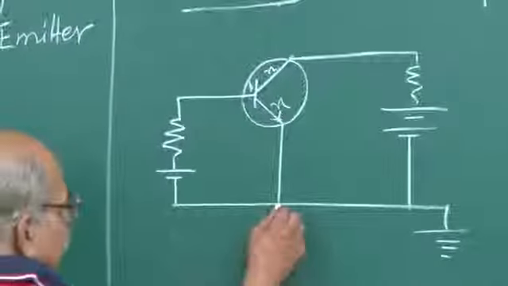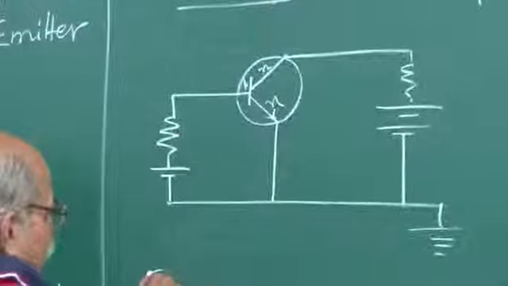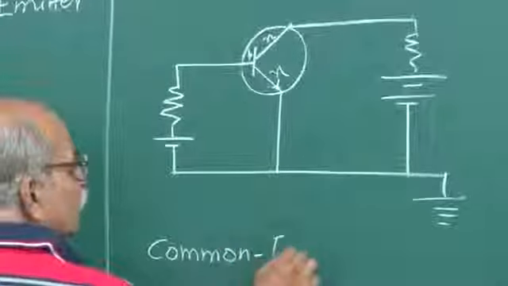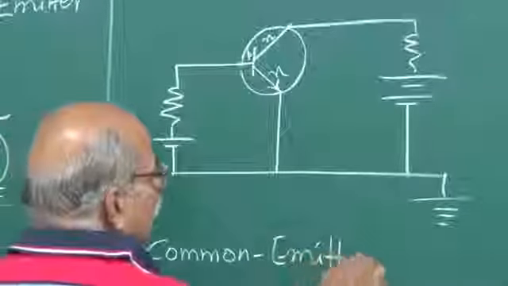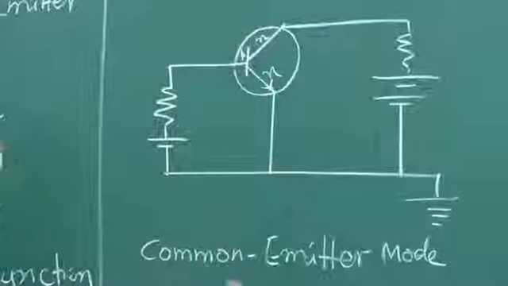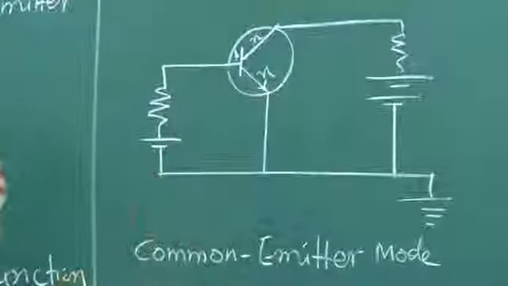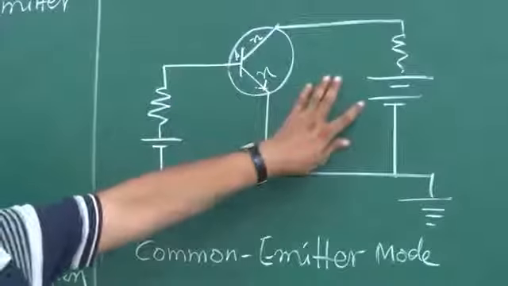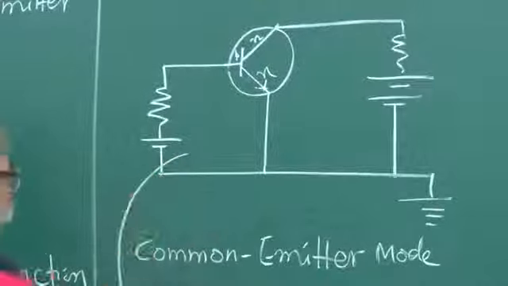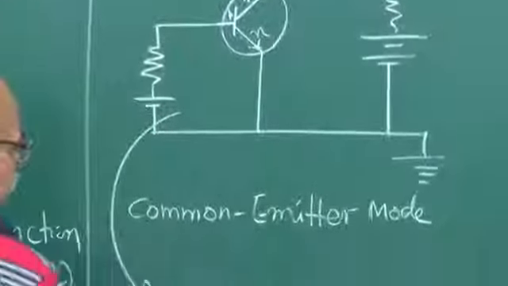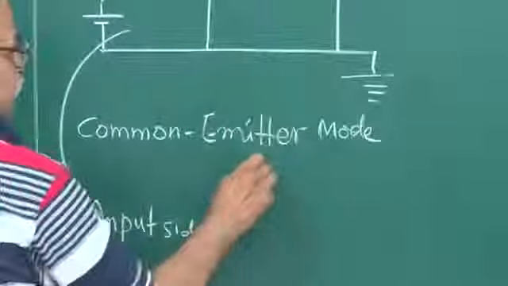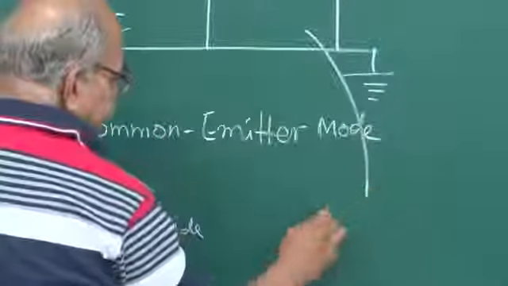So this configuration is known as common emitter or common emitter mode. Why? Because there are two parts of the circuit, clearly you can see from this diagram. This is one part, this is another part. And this part of the circuit, you can call the input side, and this part is the output side.